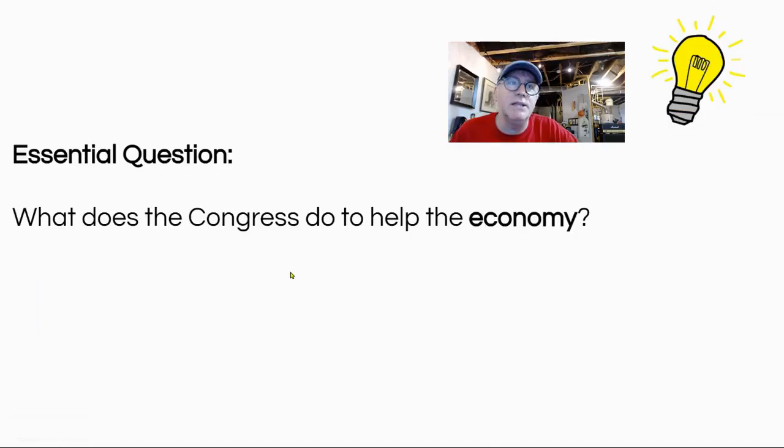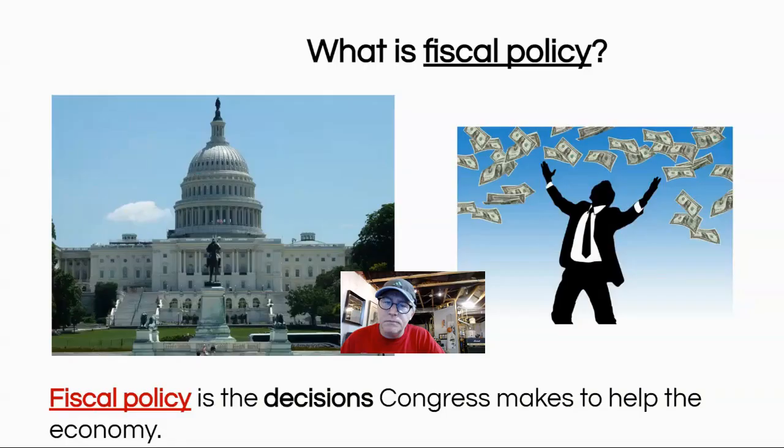So, let's go back to the essential question of the lesson. What does the Congress do to help the economy? Please try to write one sentence to answer this question. So let's wrap this up by answering this question. What is fiscal policy? Fiscal policy is the decisions Congress makes to help the economy. Now stay tuned for part 2, which is on monetary policy and the Federal Reserve.